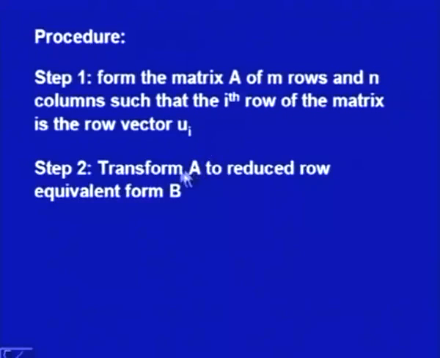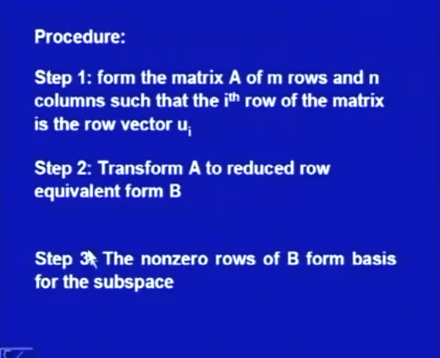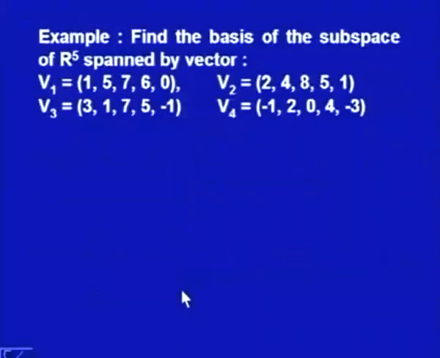The second step is to transform A to its reduced row echelon form B. Once we have done this, the third step is that the non-zero rows of B form a basis for the subspace. So, I have first established this procedure, and now I will illustrate it with the help of an example.